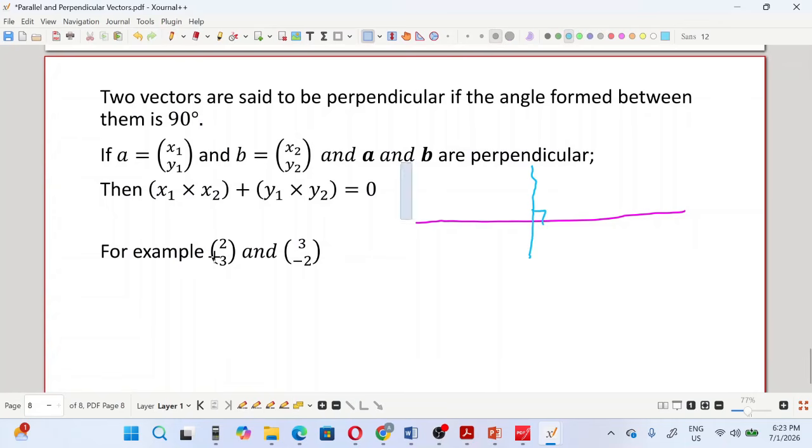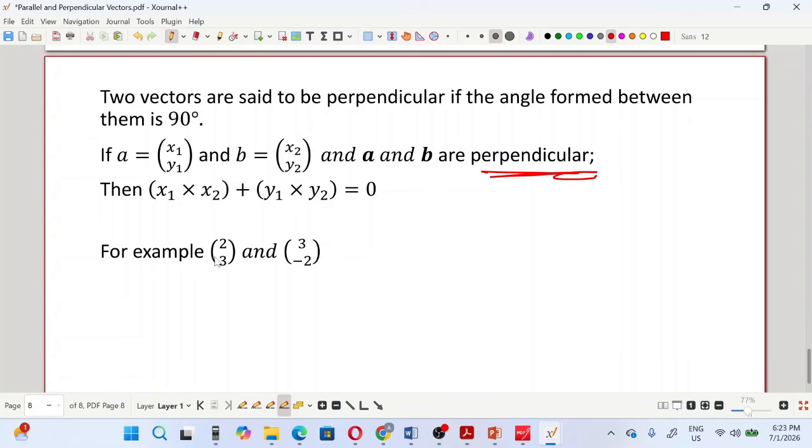But this time, they've given us an easy way out. It says, for example, if I have A equal to x1, y1, and B equal to x2, y2, and we are saying that A and B are perpendicular, then if I multiply x1 by x2 and add it to y1 multiplied by y2, then it should be equal to 0, if and only if they are perpendicular. For example, we have the vector 2, 3, and then vector 3, negative 2.